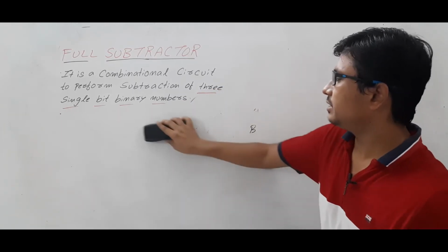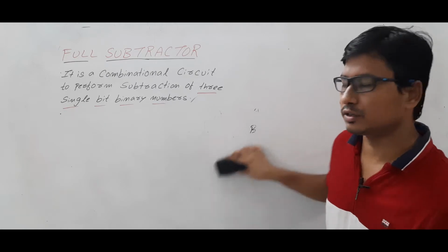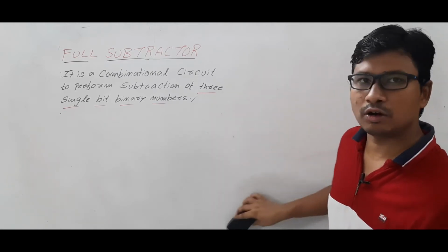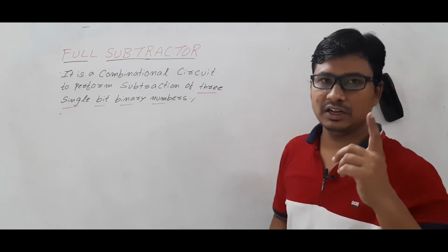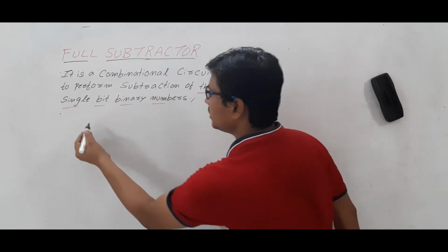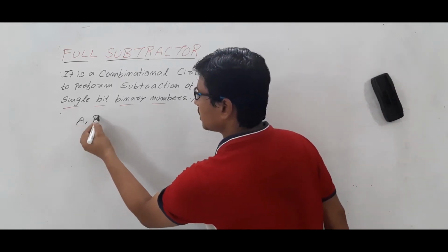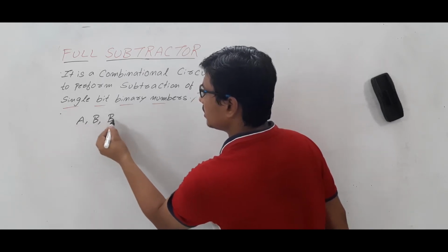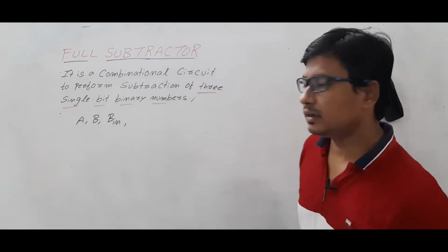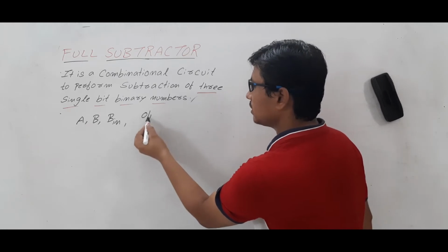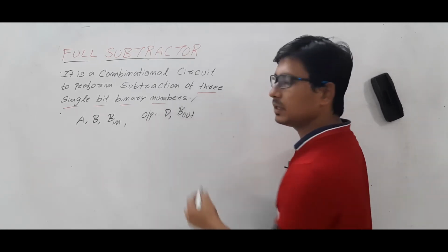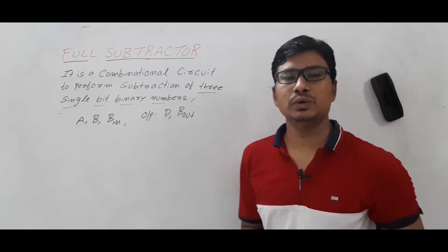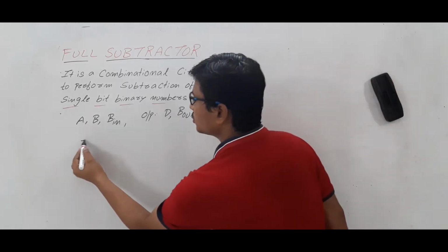Now let me construct the combinational circuit. If I want to construct the combinational circuit, the first thing is that I need to identify the inputs and outputs. Here the inputs are A, B and borrow in, and the outputs are difference and borrow out. Then what is the next step I need to do? I need to find the truth table.